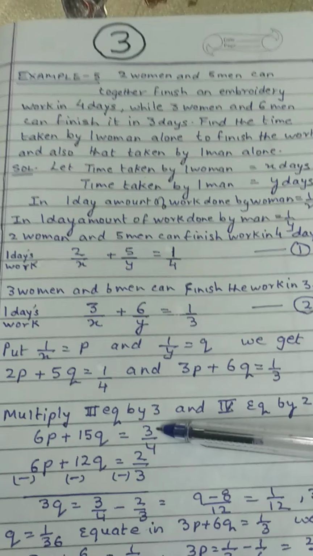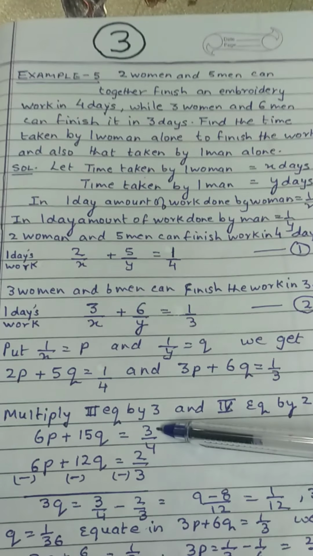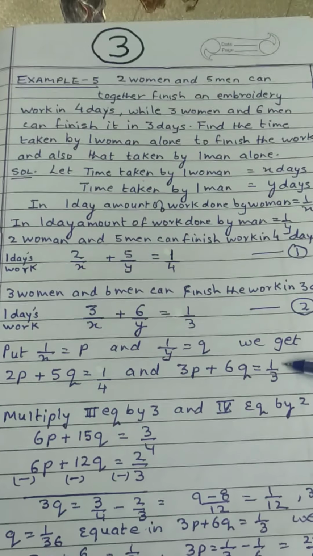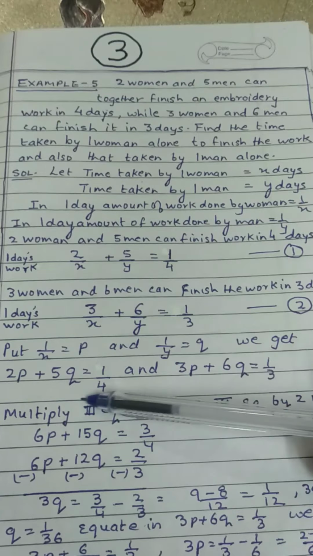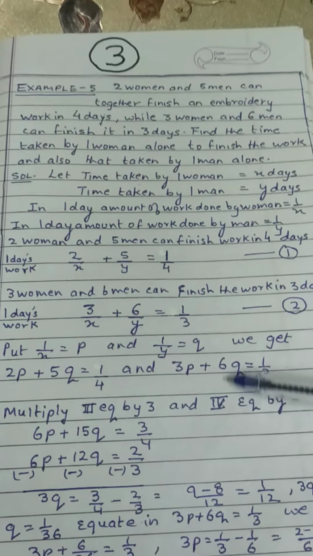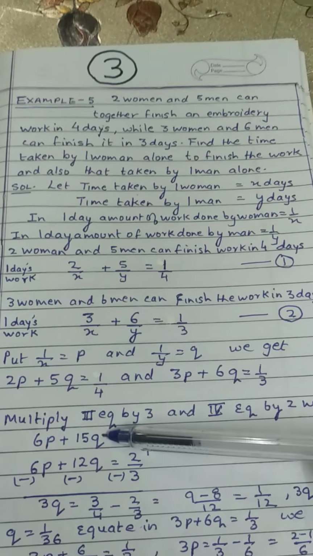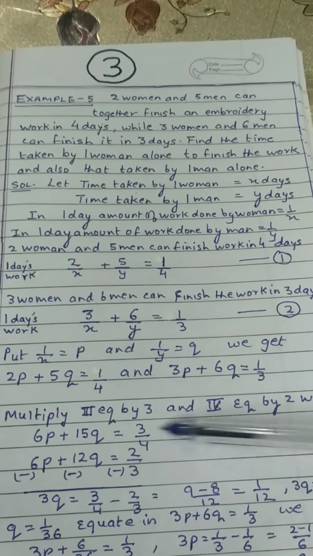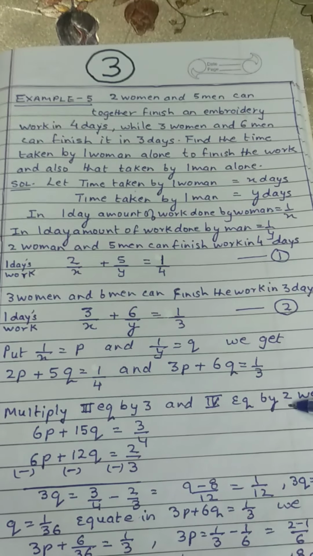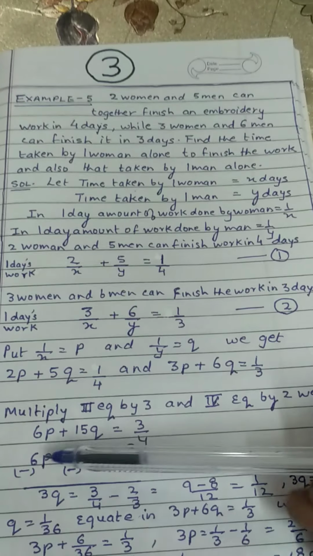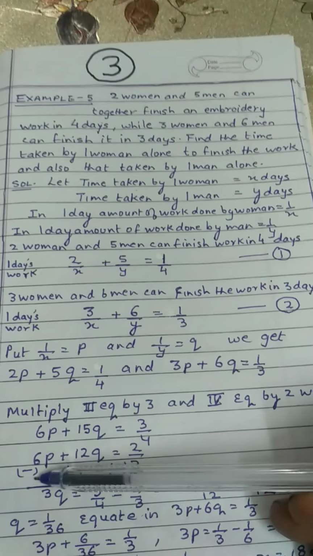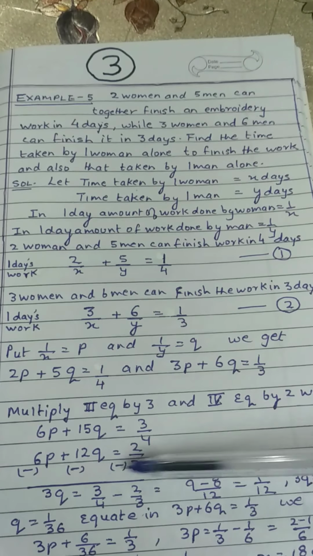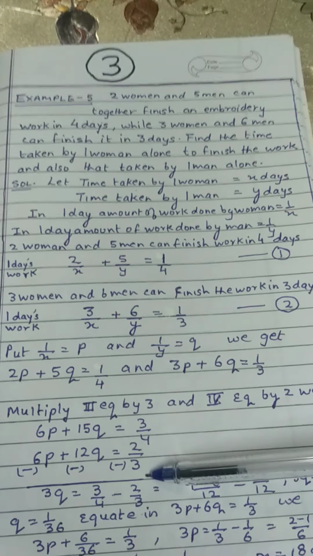We consider this as the third equation and this as the fourth equation. Multiply the third equation by 3 and the fourth equation by 2. We get 6p plus 15q is 3 upon 4, and 6p plus 12q is 2 upon 3.